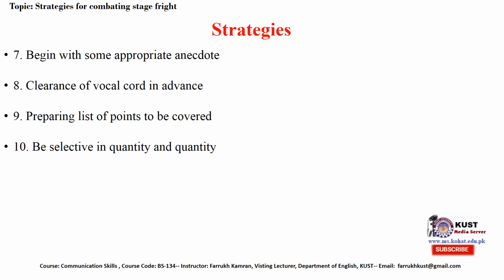The seventh important strategy is to begin with some appropriate anecdote. Start your talk with some relevant anecdote. It will not only give an effective start to your speech but also take away your nervousness, if there is any. When you do so, relevant ideas on the subject quietly creep into your mind, which you will easily develop while speaking.